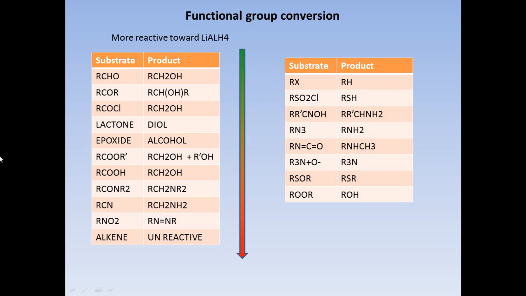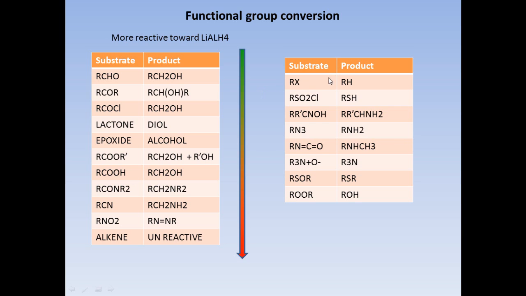On the left side, the reactivity: the aldehyde is so reactive, and then ketone, then lactone, epoxide, ester, nitrile, alkene. Alkenes are unreactive in this transformation. With this reagent you cannot reduce alkenes; you can highly reduce the CO, but these also can be reduced by lithium aluminum hydride, though reactivity is very low. So you can use LiAlH4 for nitrile or acid, but the reactivity is very slow.